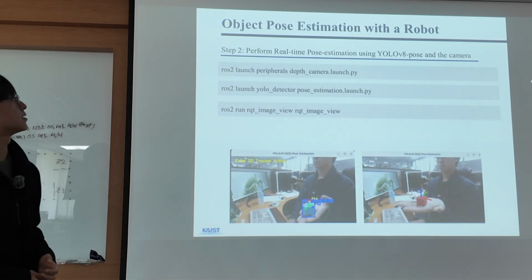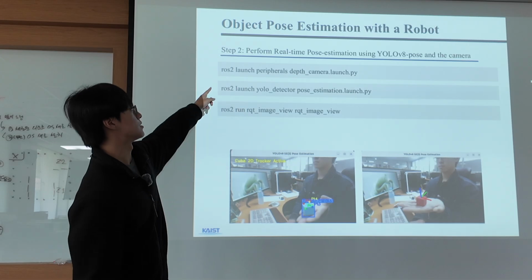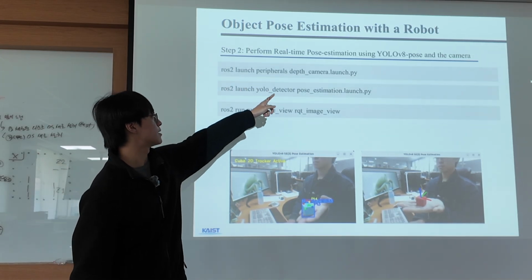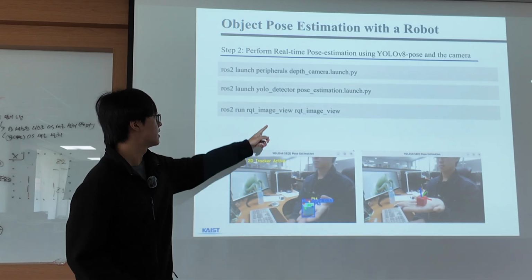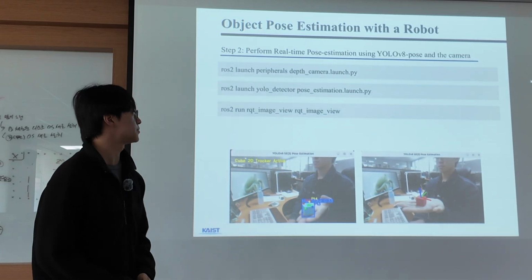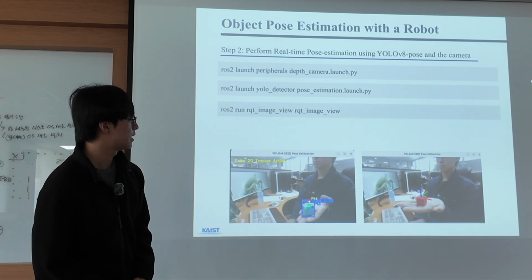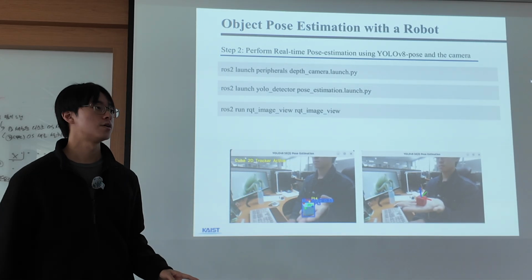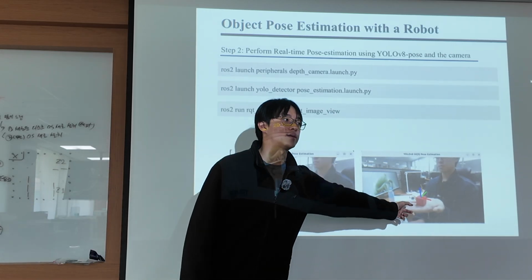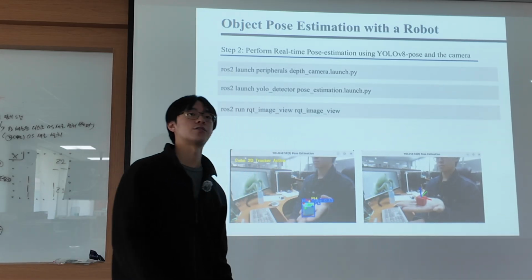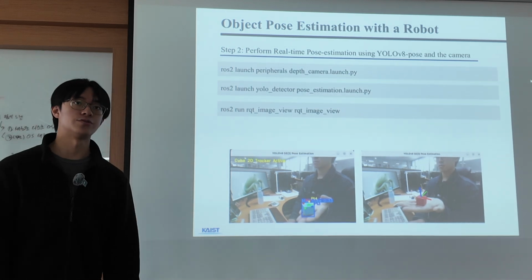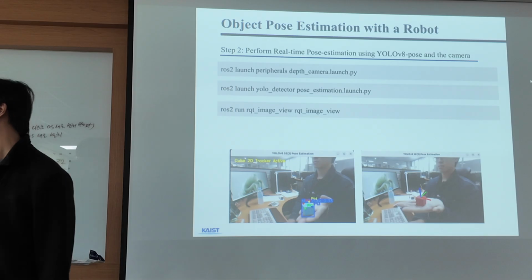You can run it the same way as the object detection: run the camera launch file and the pose estimation launch file, and then view the image with rqt image view. Then you may see the predicted result of the cube, or the predicted pose of the cube, properly. That is what you are going to do this week in the lab experiment.